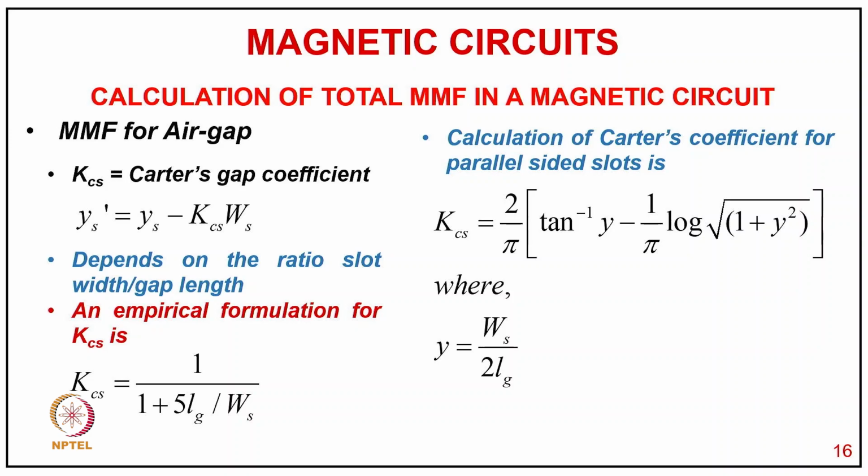So Ys dash is equal to Ys minus Kcs into Ws, and it depends on the ratio of the slot width to gap length. An empirical formulation for Kcs is Kcs equal to 1 upon 1 plus 5g divided by Ws, the Carter coefficient for the parallel sided slot. Of course, for different types of slots, there are different formulas. Kcs equal to 2 upon pi in bracket tan inverse y minus 1 upon pi log under root 1 plus y square, where y equal to Ws upon 2Lg.